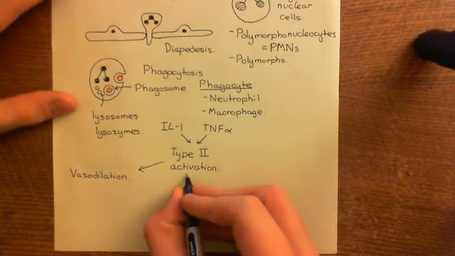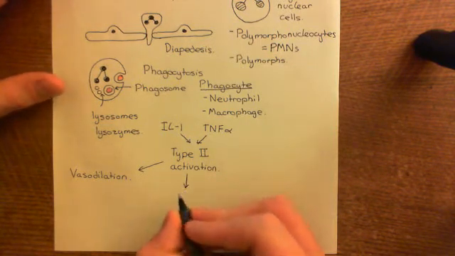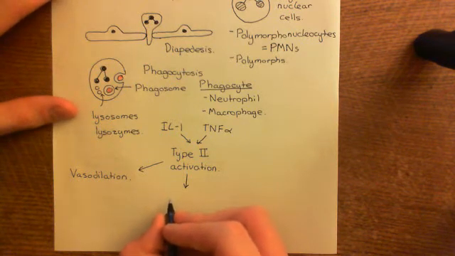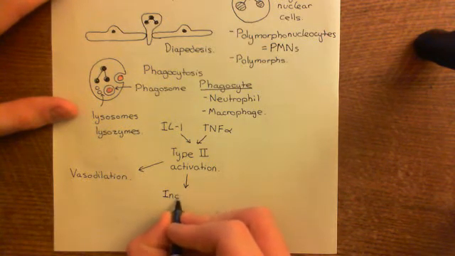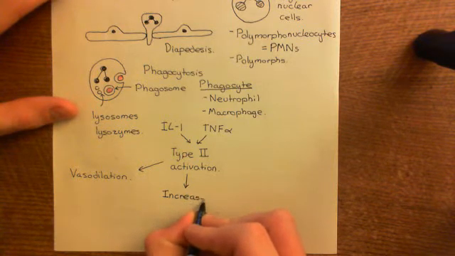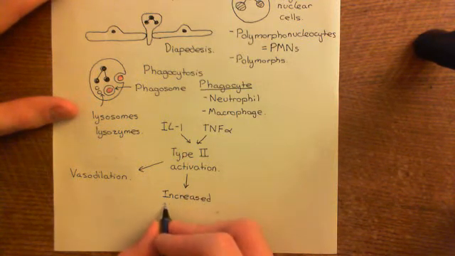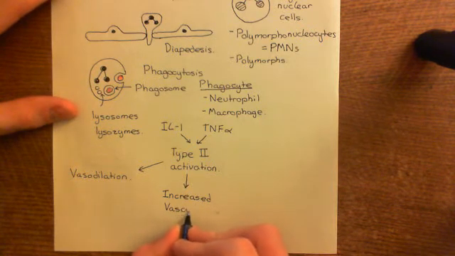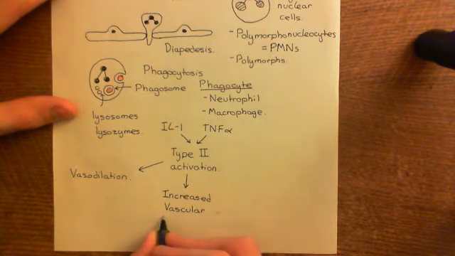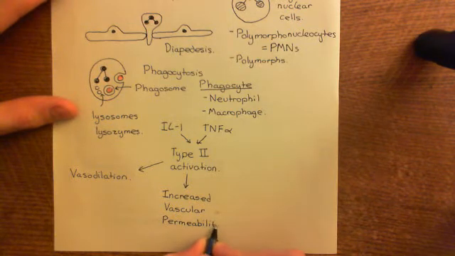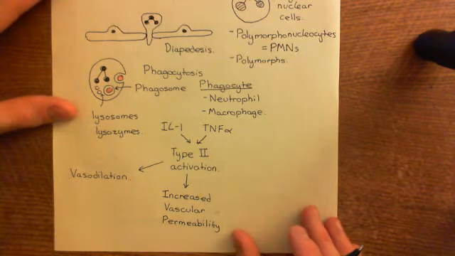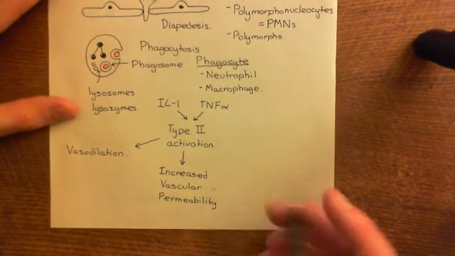Okay, it also causes increased leakiness of the endothelial cells. So the fancy word for increased leakiness is increased vascular permeability. Now, it's going to do this through a different mechanism than endothelial cell contraction. So in endothelial cell contraction, remember, what we did was pull the tight and adherens junctions apart. In type 2 activation, what you're actually going to do is dismantle the cells. So let me talk you through this.